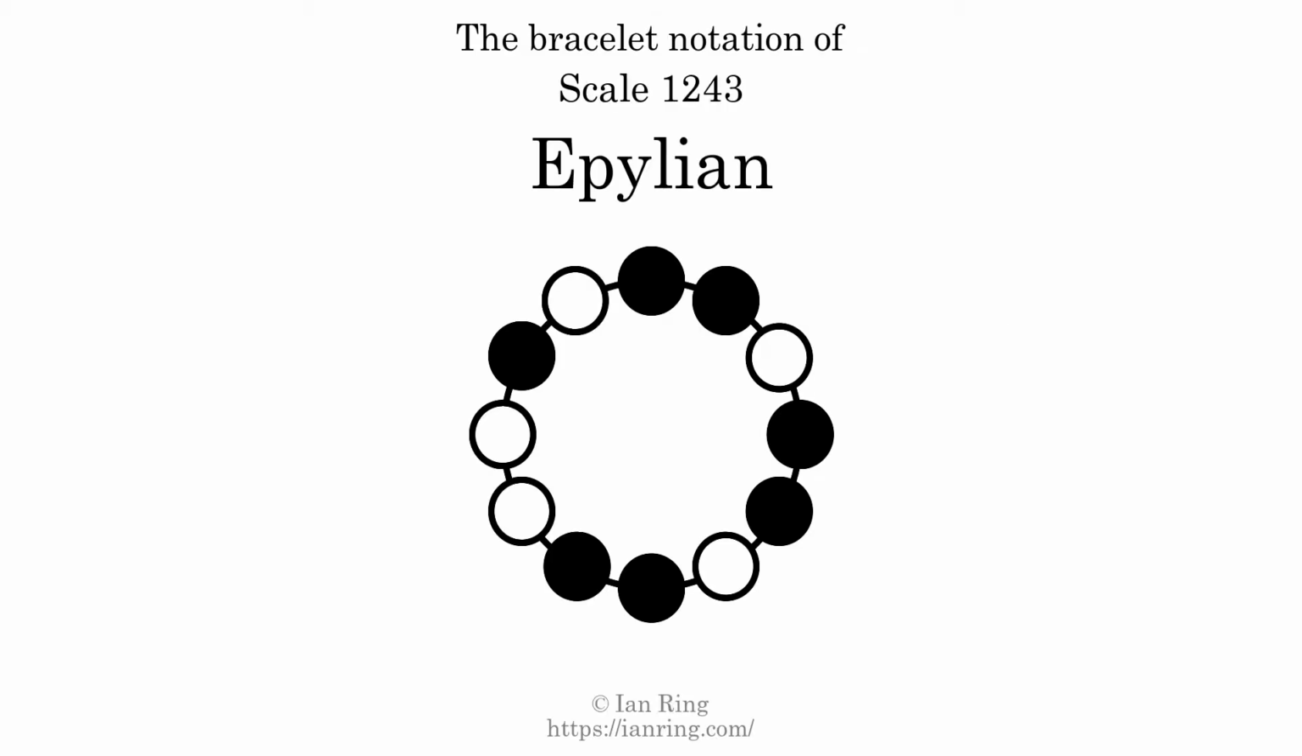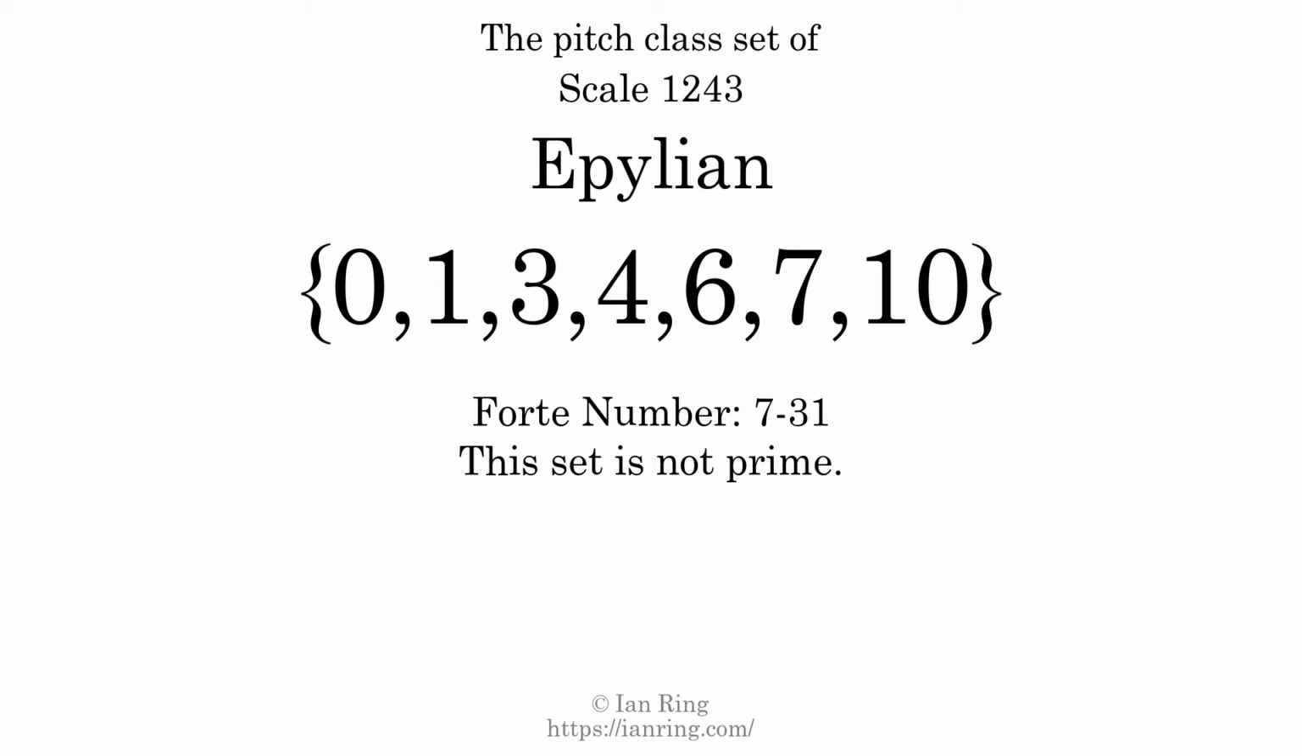This is a bracelet notation diagram of scale 1243. The shaded circles represent tones that appear in the scale, and they are read clockwise, starting at the top. The pitch class set for this scale is 0, 1, 3, 4, 6, 7, 10. The Fort class is 731.